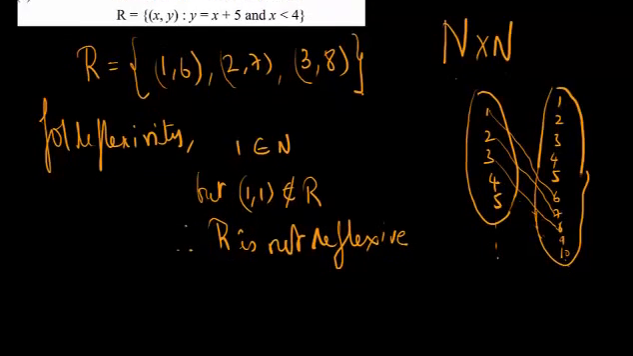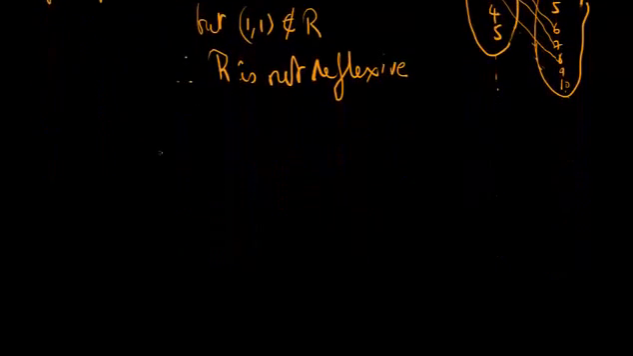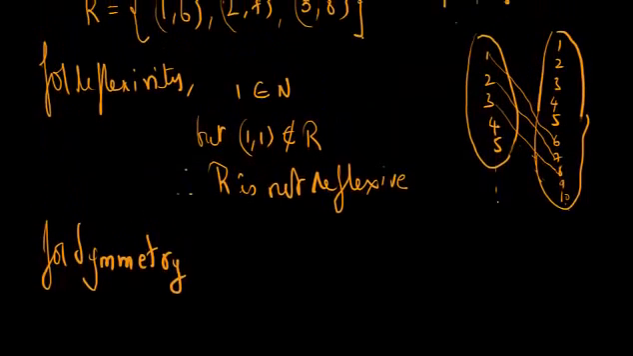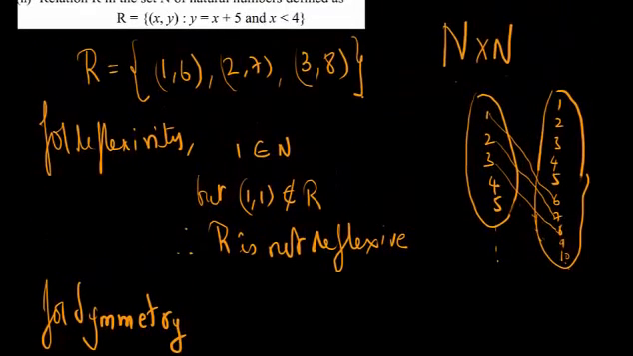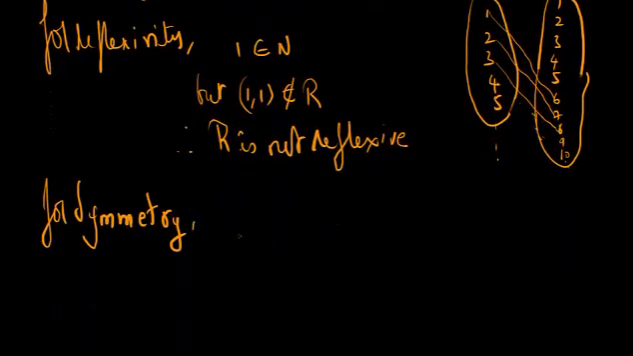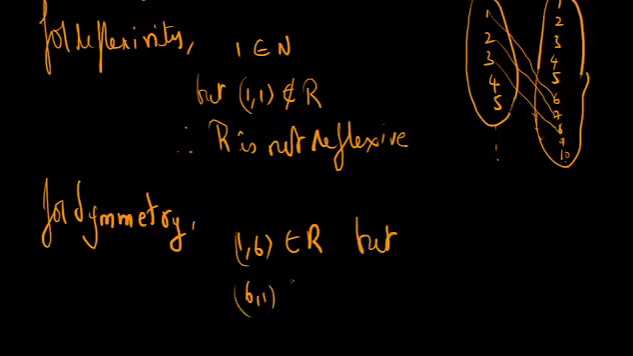Okay, let's look at the next one, symmetric. For symmetry, what do I have here? I do see that (1, 6) belongs to R. However, (6, 1) does not belong to R. (1, 6) belongs to R, but (6, 1) does not belong to R. Therefore, R is not symmetric.